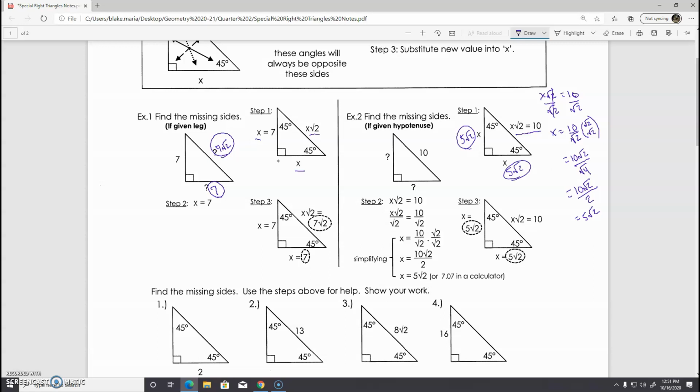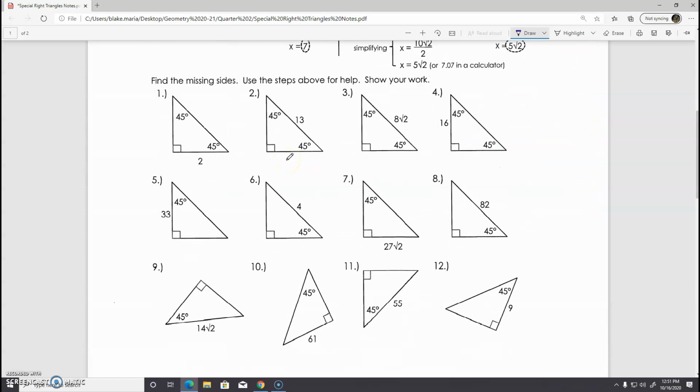They have all that work for you. I just wanted to kind of explain it. So we'll do a couple together from this, and then you'll finish it up. So first, label your picture. So across from your 45 should be X, X, X root 2. And then notice here, we know X equals 2, which means X root 2 equals 2 root 2. So my missing sides were 2 and 2 root 2.